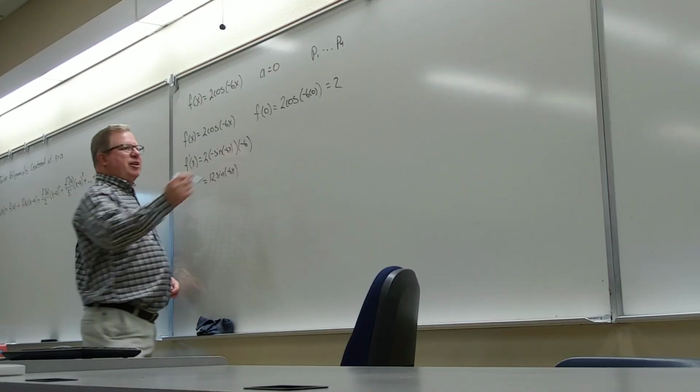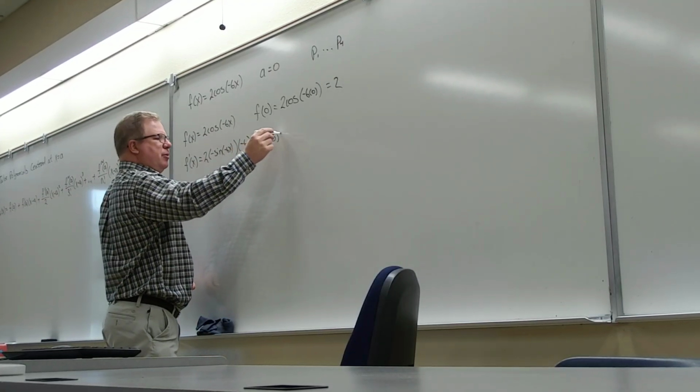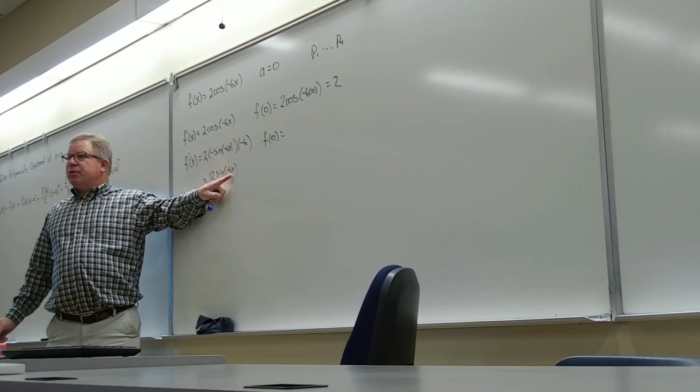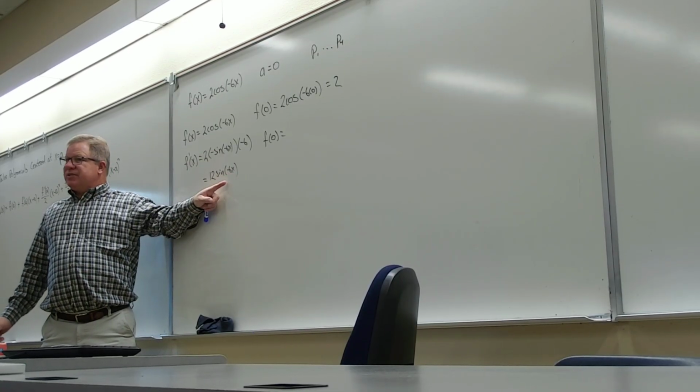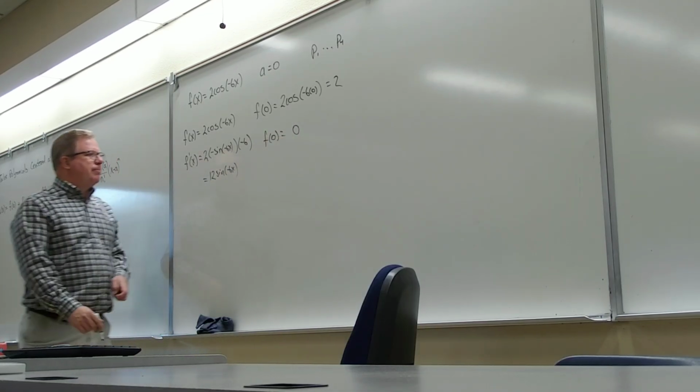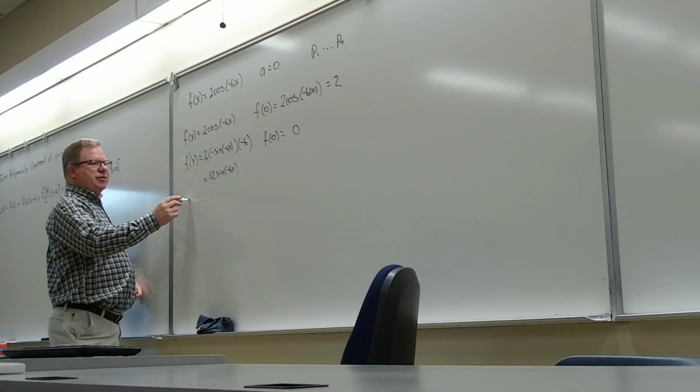So now when we evaluate this at 0, well, we're going to get 0 inside. Negative 6 times 0 is 0. What is sine of 0? 0. So this whole thing is just 0. Go on to the second degree.